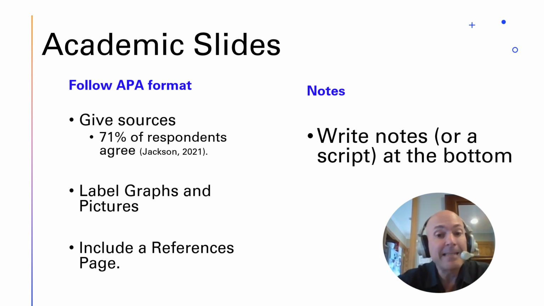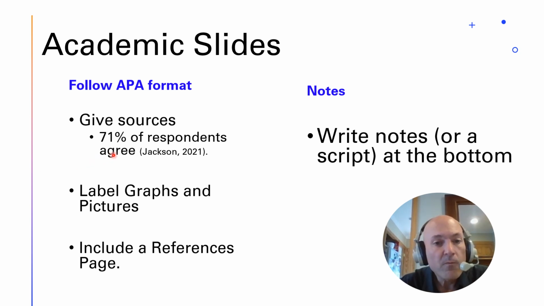Okay, some academic slide tips. So for us here at Malloy, we use the APA format. MLA and Chicago have similar rules for using slides as well. Whenever you're giving a slide presentation, you want to give your sources. Where did the information come from?